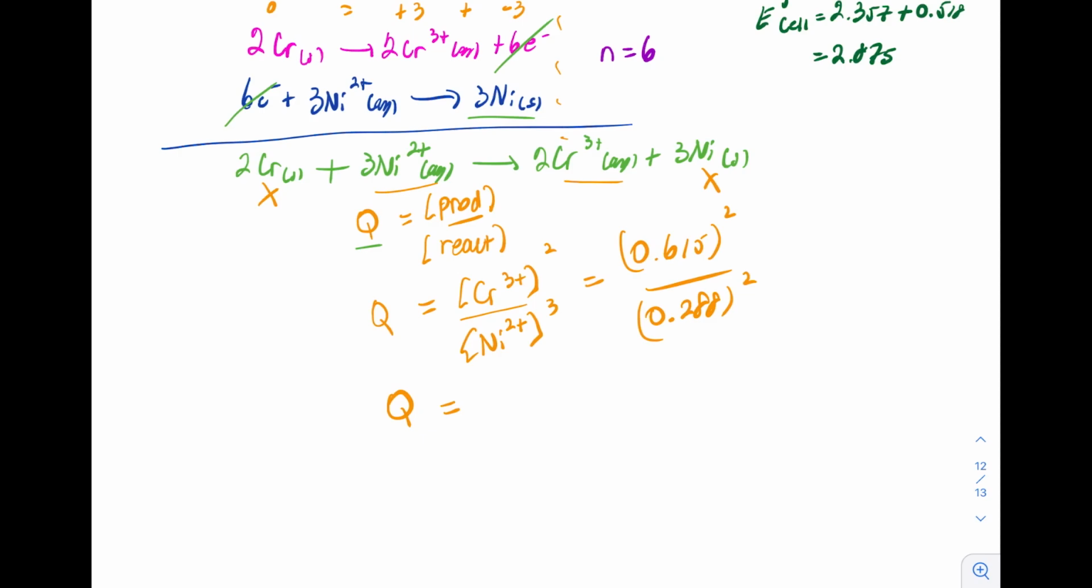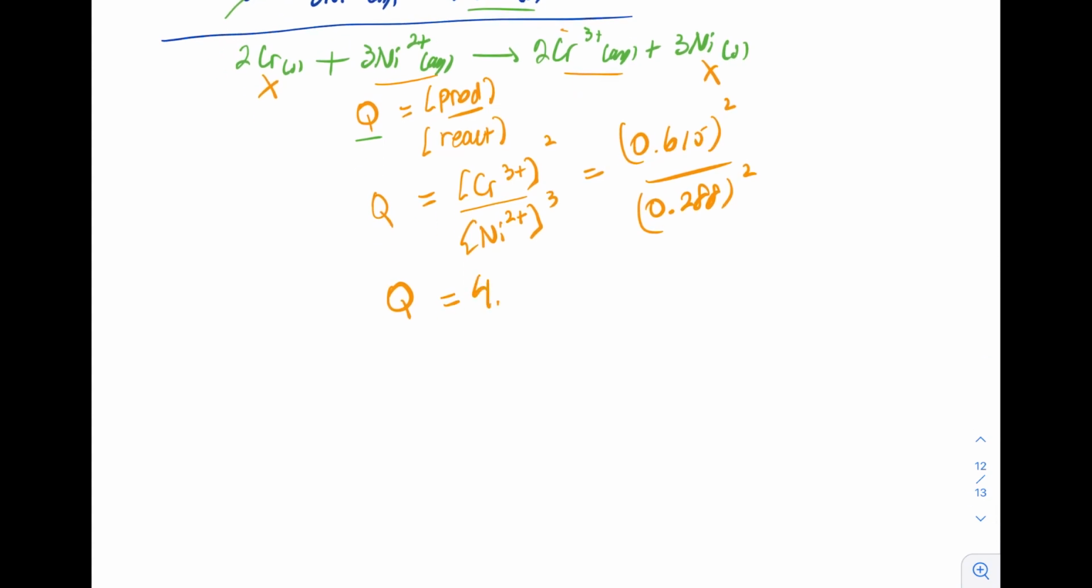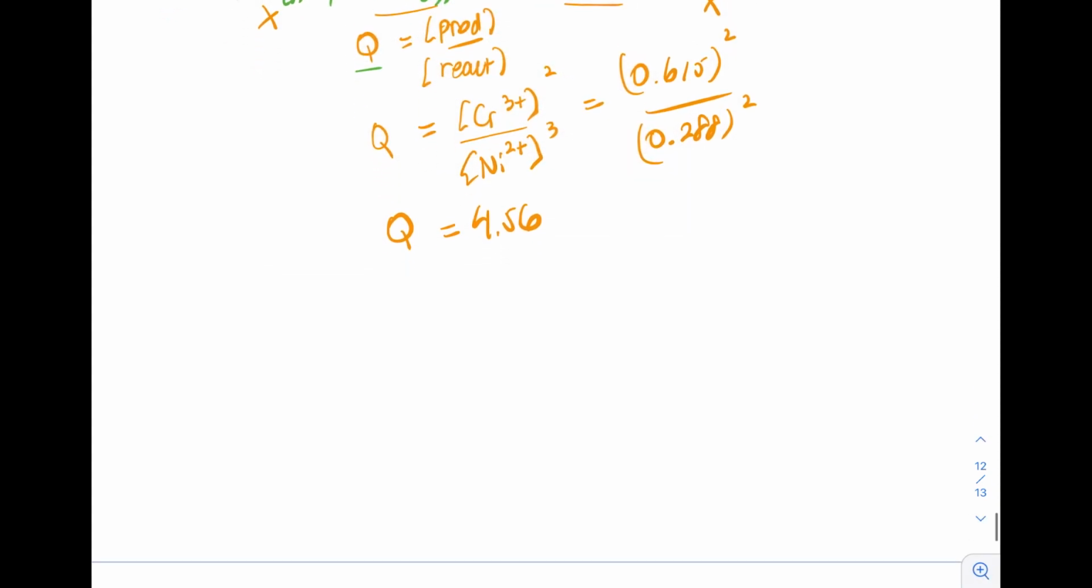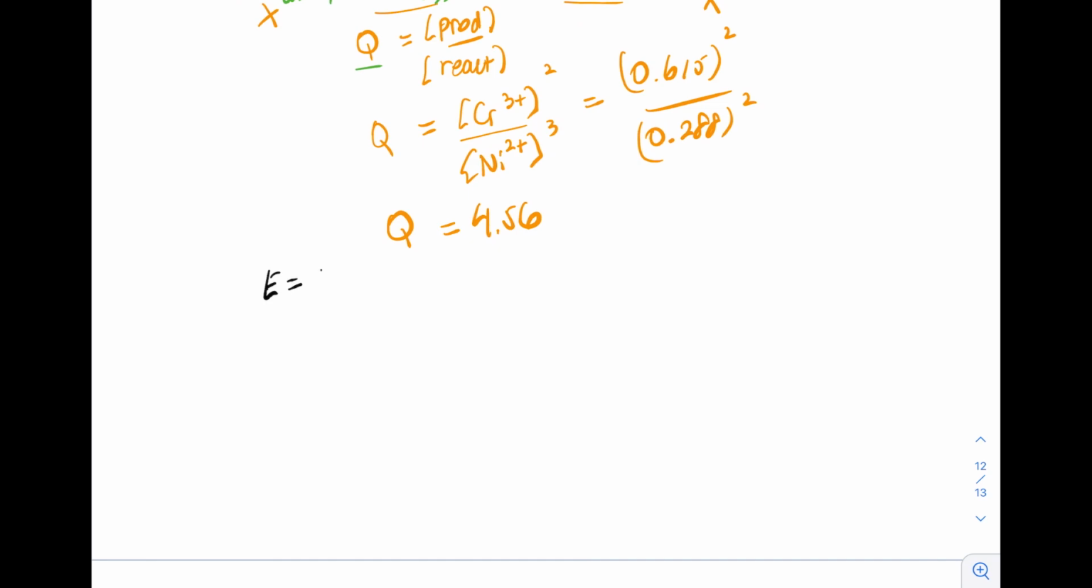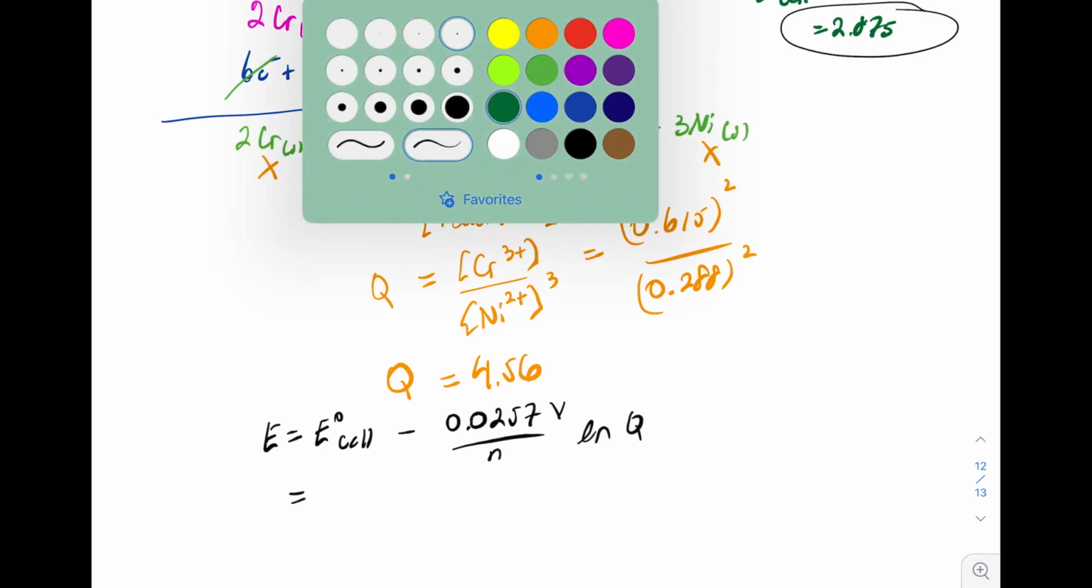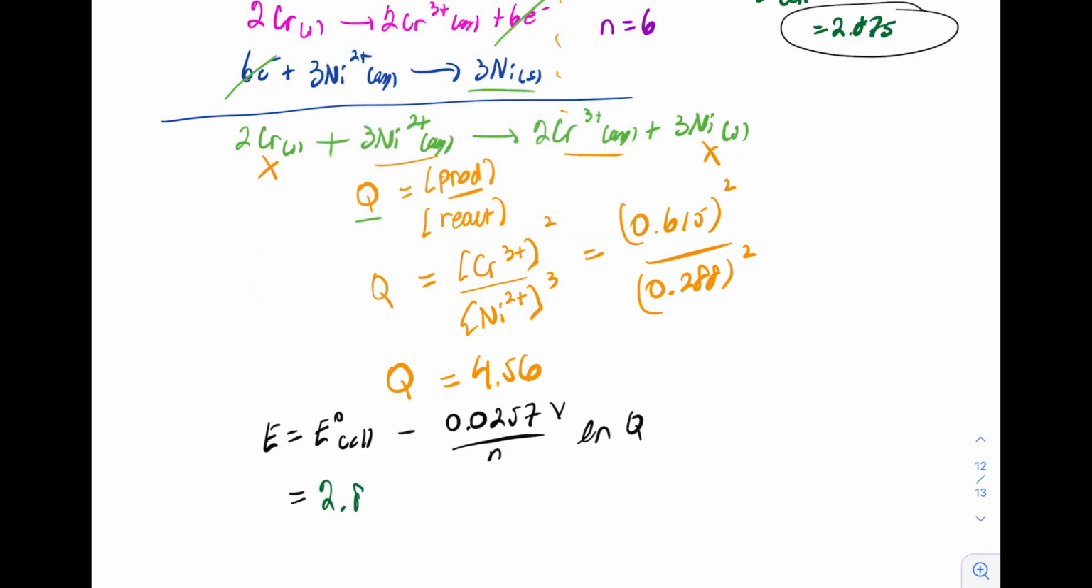0.615 squared divided by 0.288 squared, and that's equal to 4.56. It's showing up on my calculator. We come back again to the Nernst equation. E is equal to the E cell minus 0.0257 over N times the natural log of Q. All right, so the E cell, we said, let's go find out what that number is, was 2.875 in dark green up there.